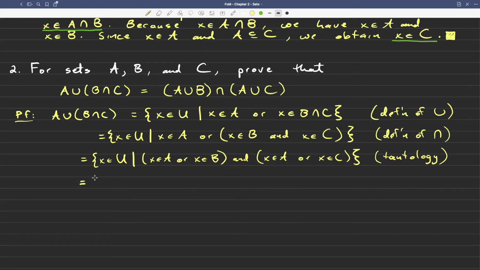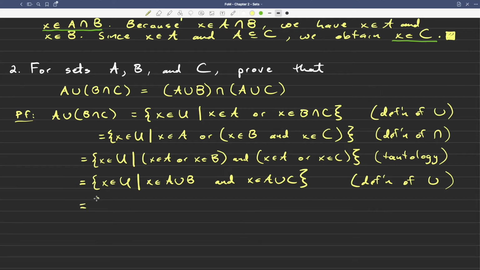And then this becomes the set of X's in U. The stuff in the first set of parentheses here, X is in A or X is in B, that's what it means to say X is in A union B. Then we have an and, and that second set of parentheses there is what it means to say X is in A union C. So we just use the definition of union here.